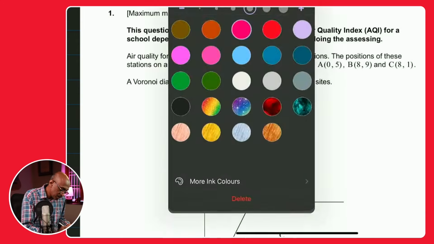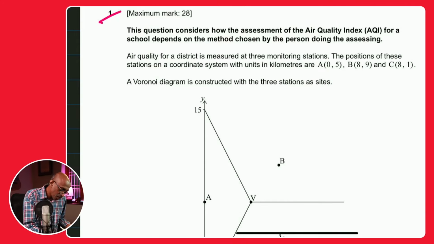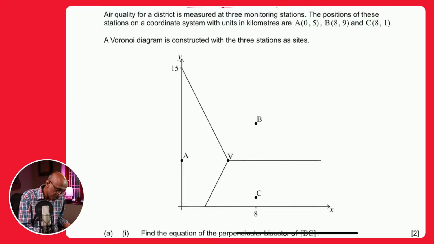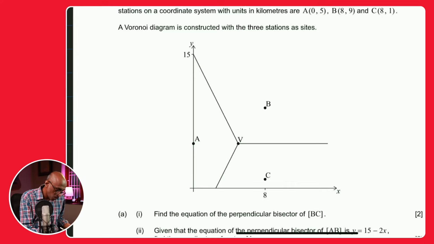This question considers how the assessment of the air quality index AQI for a school depends on the method chosen by the person doing the assessing. Air quality for a district is measured at 3 monitoring stations. The positions of these stations on a coordinate system with units in kilometers are A, B, and C. A is here, that's one of the stations. B is another station. C is another station monitoring this air quality.